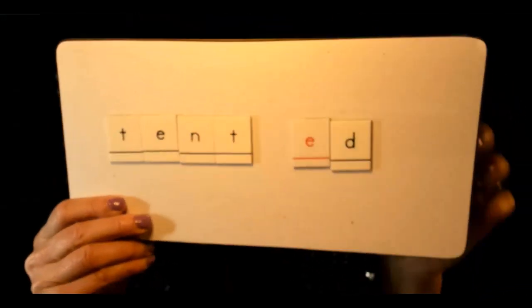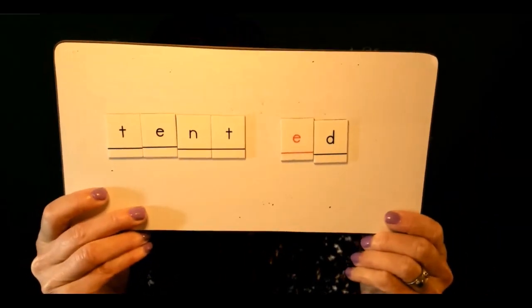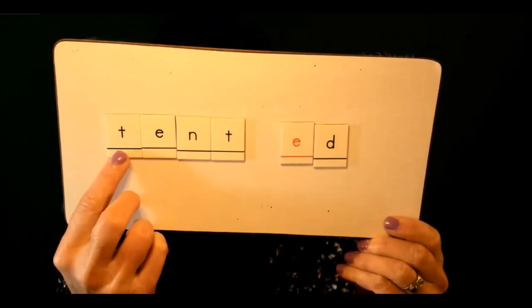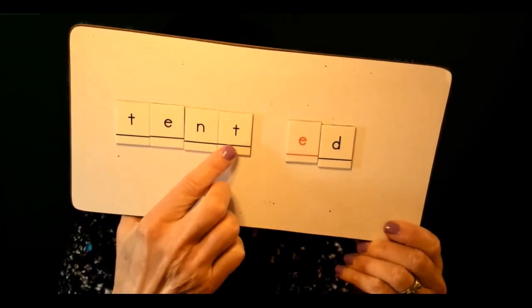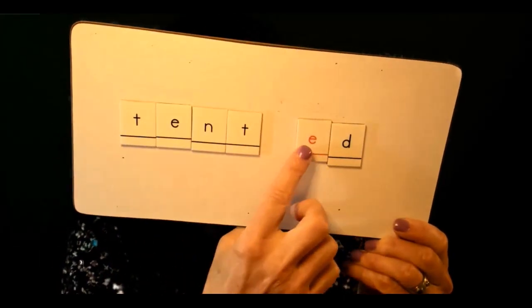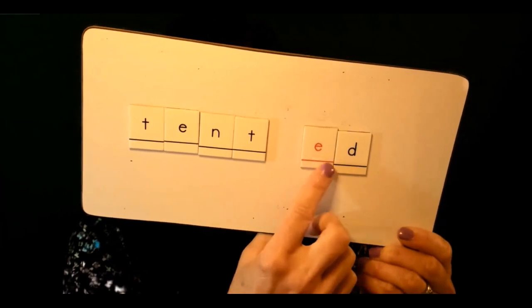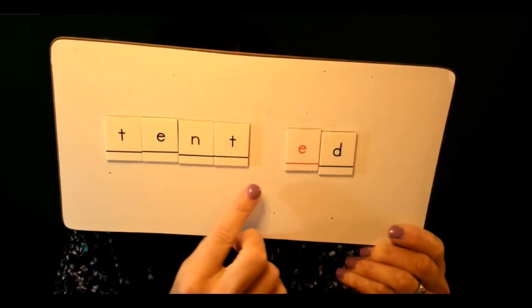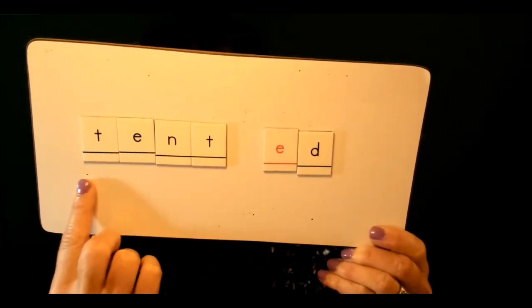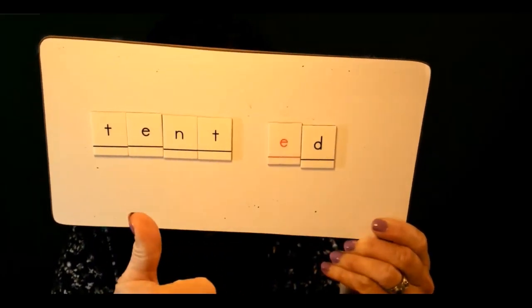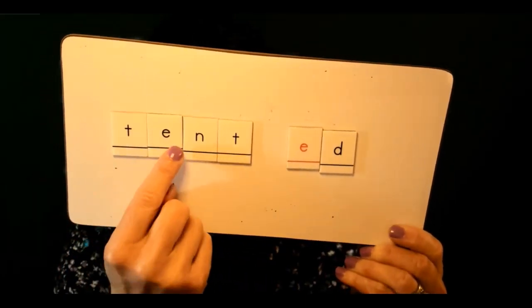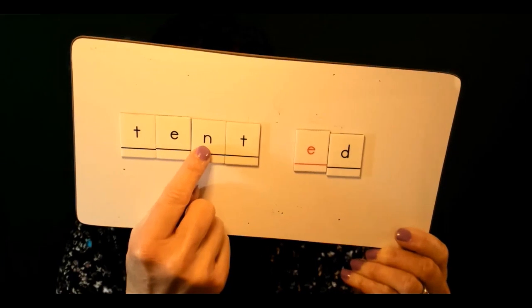Okay, let's look at that with another example. Okay, so let's apply the rule again. Let's say I've got the word tent, and I say t-e-n-t. I want to add the suffix, the ending, ed. So let's apply our rule. Is tent 1 syllable? Yes, it is. Does tent end in 1 consonant?